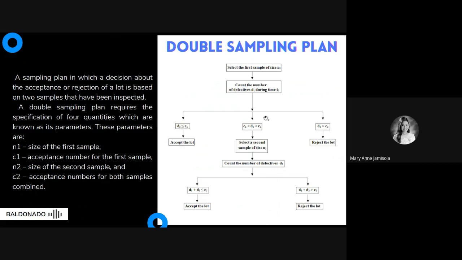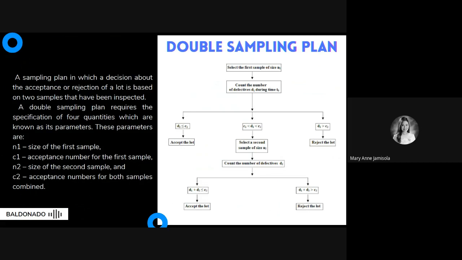This flow chart represents the process on how to conduct the double sampling plan. Again, you have to specify first two sample sizes, which are your N1 and N2, and two acceptance levels, which are your C1 and C2. Step one is if the first sample passes, meaning the actual defects pass C1, the lot is acceptable.